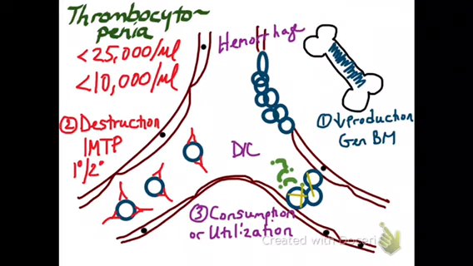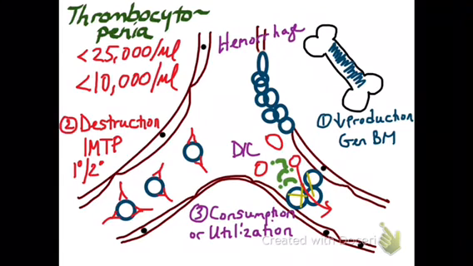Now, red cells oftentimes can flow through or squeeze through the clot, and when they do, the red cells can fragment or shear on the fibrin strands, and this can result in schistocyte formation on the blood smear. So one of the things we look for with DIC is red cell fragments or schistocytes.